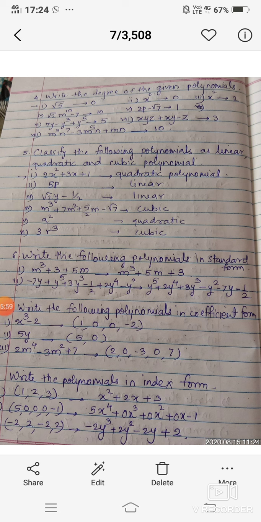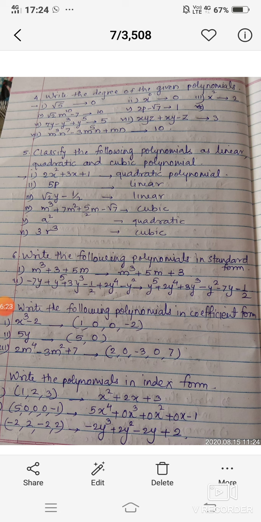And in the 7th example, xyz plus xy minus z. The indices of xyz are 1, 1, 1, that is 3. So that sum is highest, so the degree is 3. And in the last example, the sum of powers 3 plus 7 is 10, 5 plus 1 is 6, 1 plus 1 is 2, so the degree is 10.